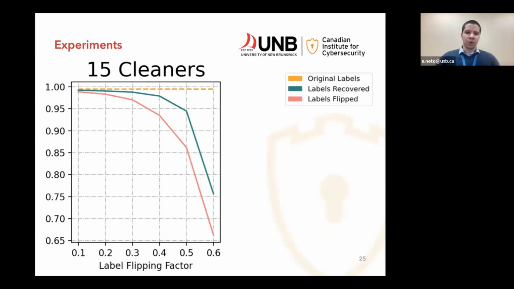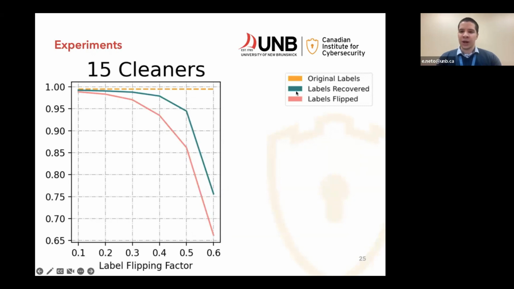I'm about to show you more results, but just to go over all the details here. So here we have the results for accuracy. We have 15 cleaners. In this chart, we have the accuracy and also the label flipping factor, or the level of poison that we're going to have there. The golden or yellow line refers to the original label. So here there's no attacks at all. The classification is really high performance. The red line represents the labels flipped. So as you flip the labels, we just see the decrease in performance overall.